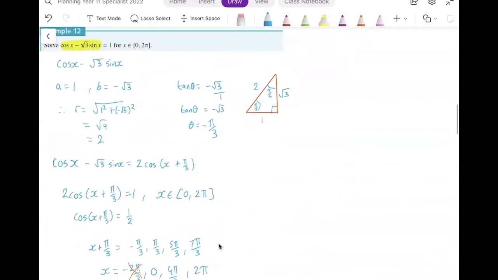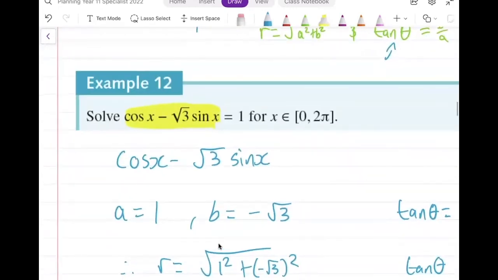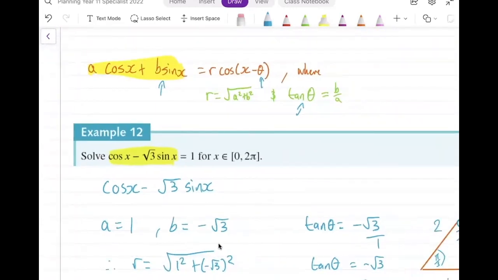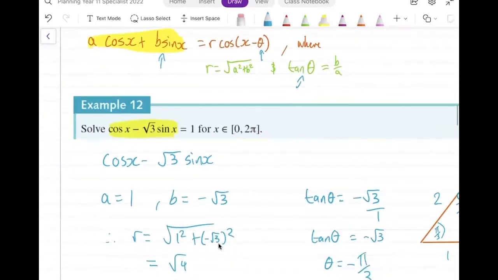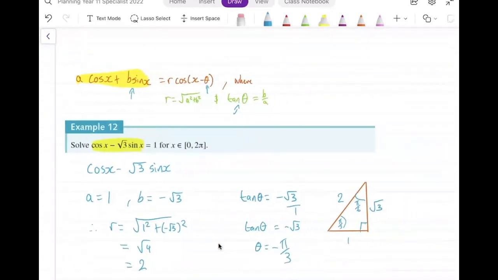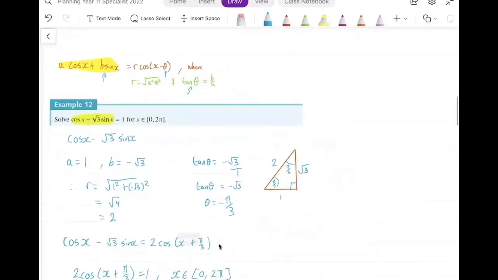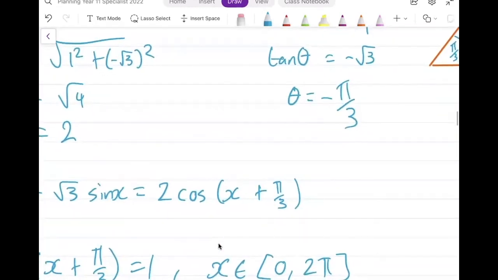So just to summarize what we've done, I've been given some function in the form of a cos x plus b sine x. I've simplified that using the rule that r is equal to the square root of 1 squared plus the negative root 3 squared. That gave me an r value of 2. I found my angle by doing sine over cos and got my angle of negative pi on 3 because my sine's negative, my cos is positive. That occurs in quadrant 4. I've used that to get my simplified expression over here, and then I've solved my equation like I normally do.